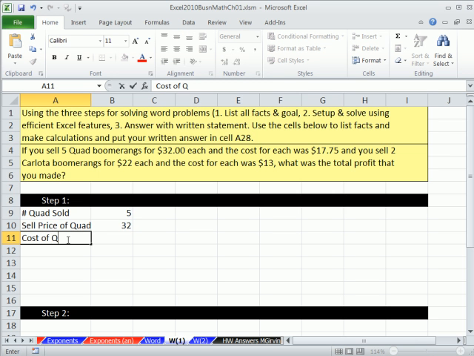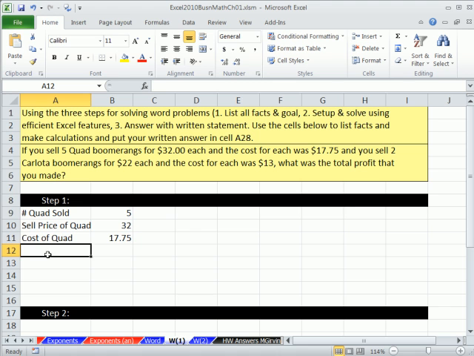of quad. Now, this is a beginning business math class. A lot of times people get confused with price and cost. And the confusion comes because people use those words loosely. However, that's why I put sell price. That means the money coming into the business. This cost means this is how much the business paid for it, right? So $17.75.